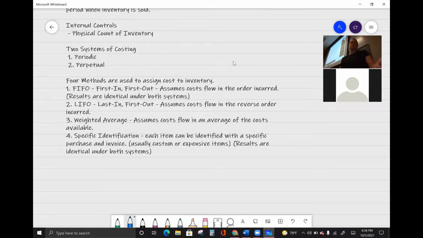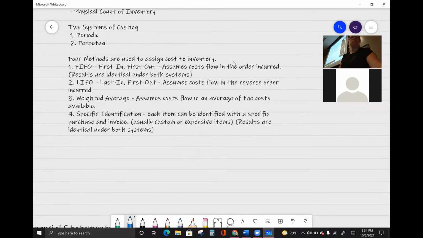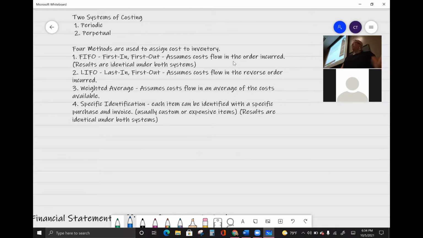So I have a note on here, first in, first out. It doesn't matter what system you're using, periodic or perpetual. Whichever one you like, you can use for FIFO, because the answer is going to be the same for the cost of goods. So you don't have to know how to do both ways for that particular one, periodic or perpetual. If it says that it's FIFO, you can just do whichever one you want. It will have the same answer. And then the same thing for specific, obviously, because you're using specific.